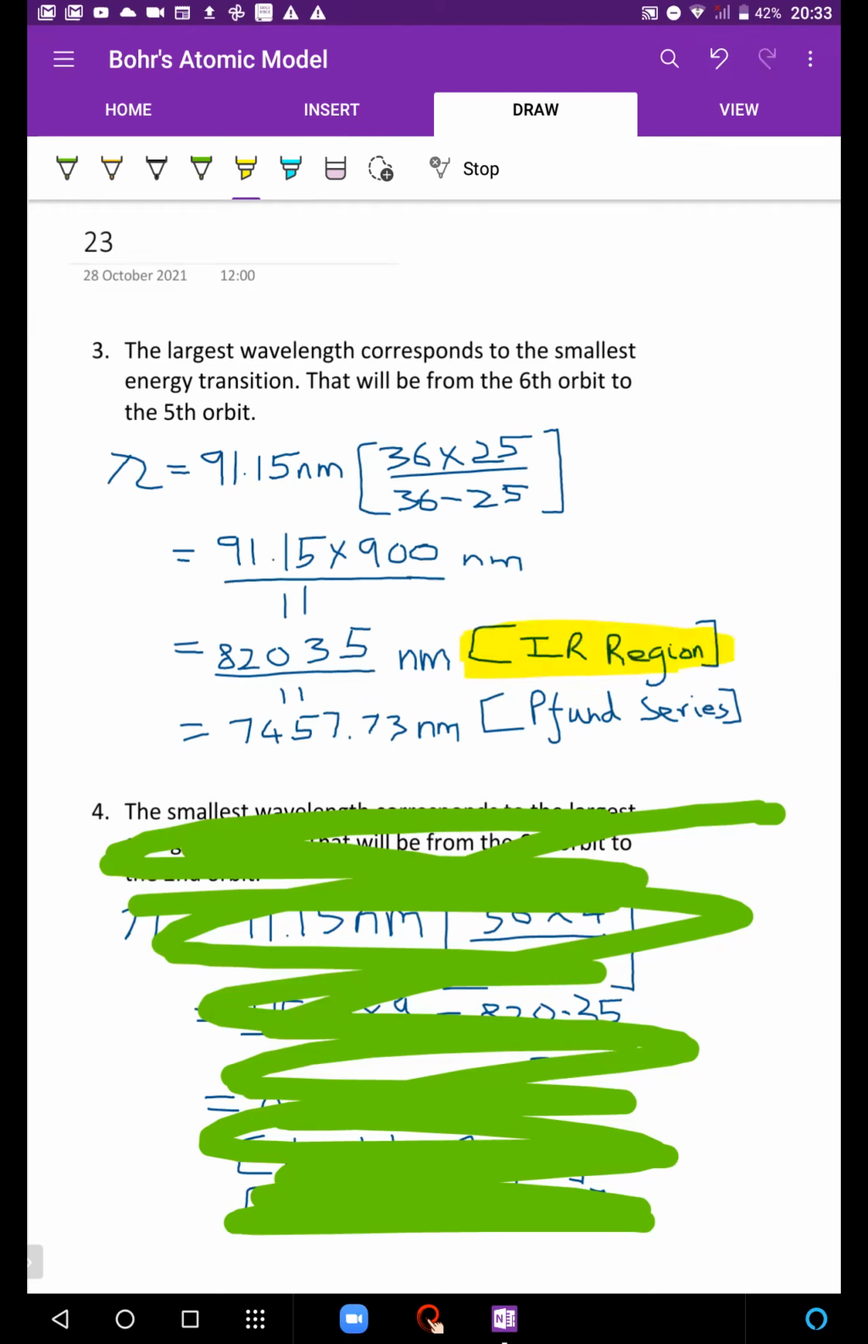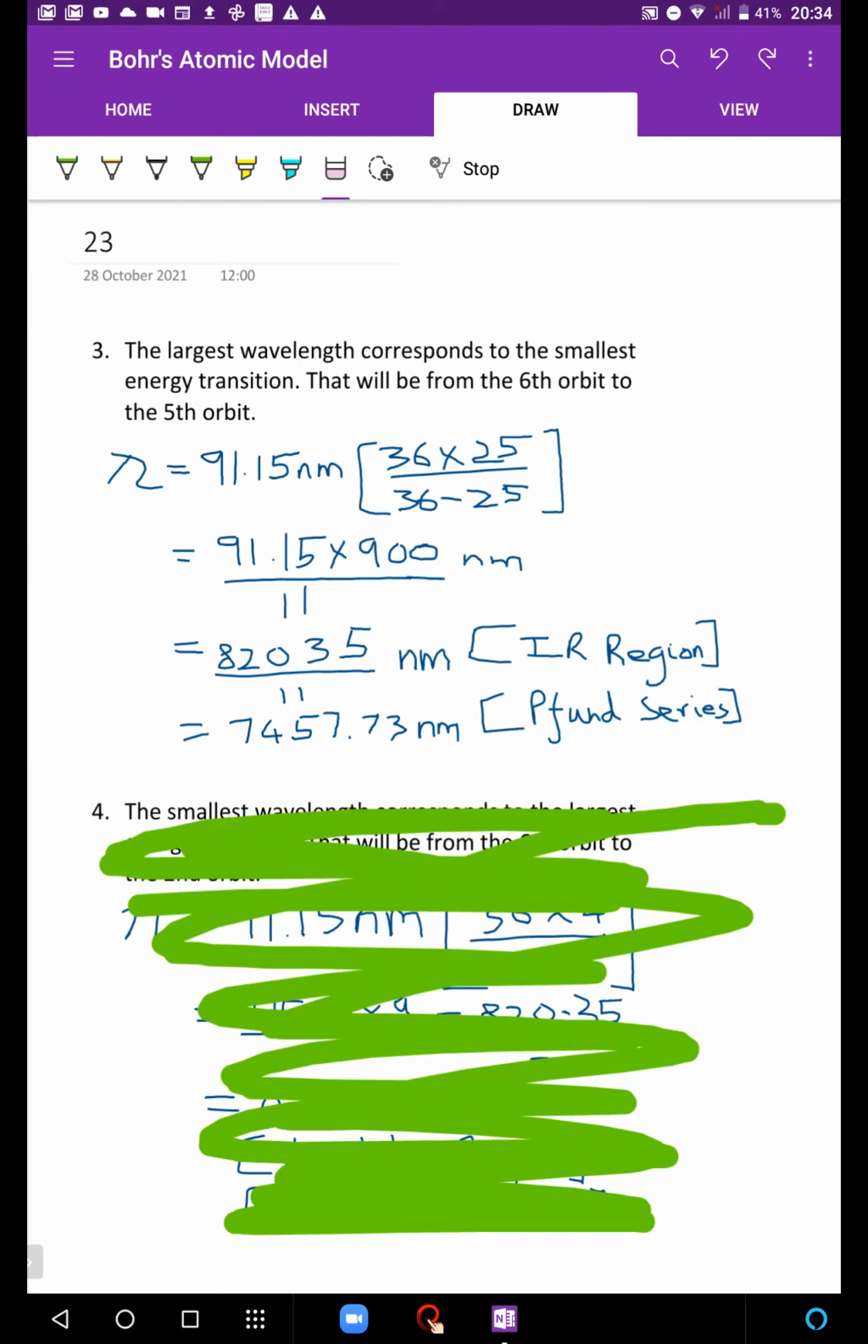And the name of the series, this is a bit GK based. I don't think they'll test that much, they won't really test Pfund and so on, but still you can count. Lyman, Balmer, Balmer was 2, Paschen is 3, Brackett is 4, Pfund is 5. So ending on the fifth orbit comes under the Pfund series, with a silent P. The Pfund series, infrared region. Okay, that's the largest wavelength emitted.